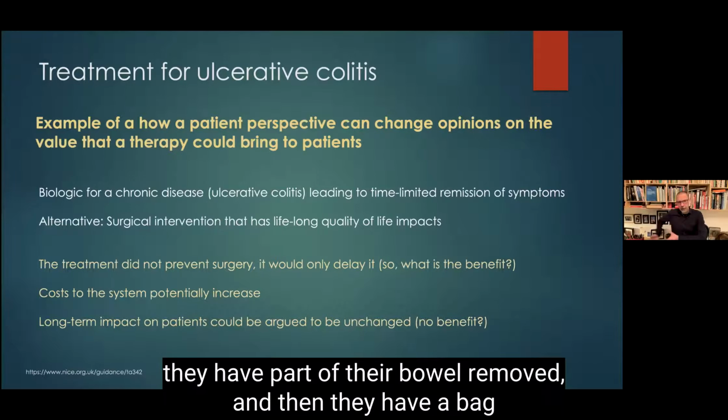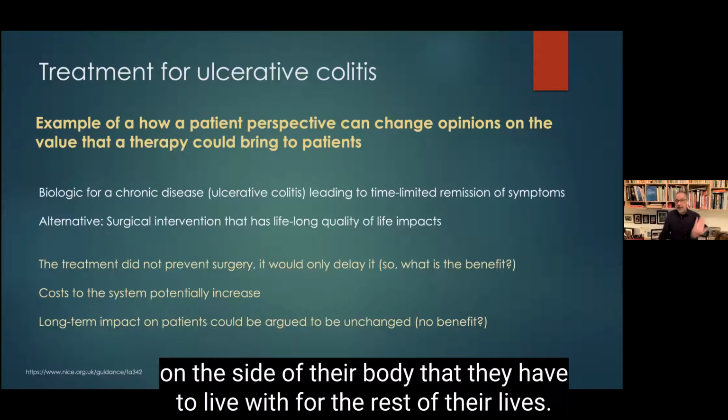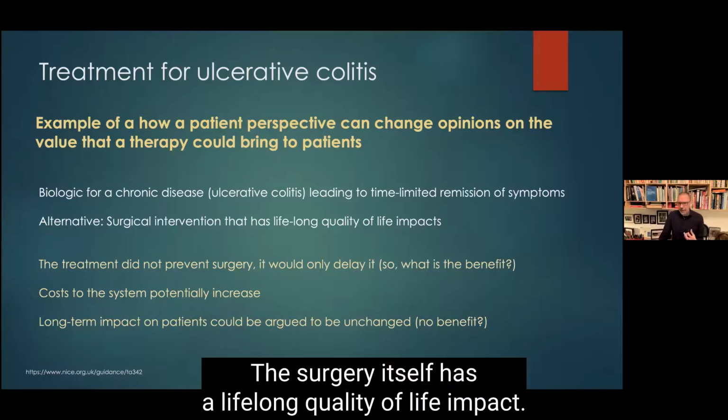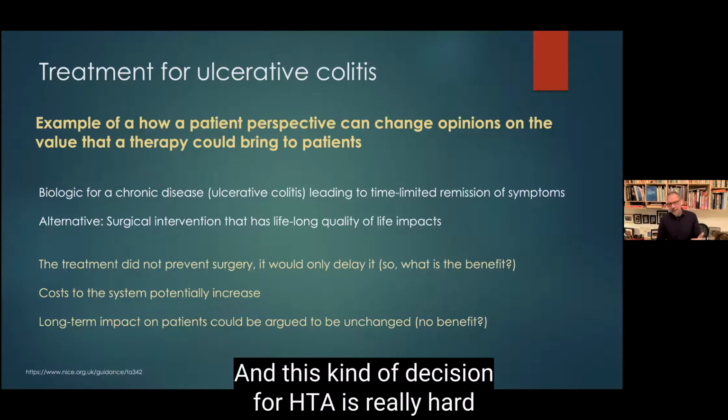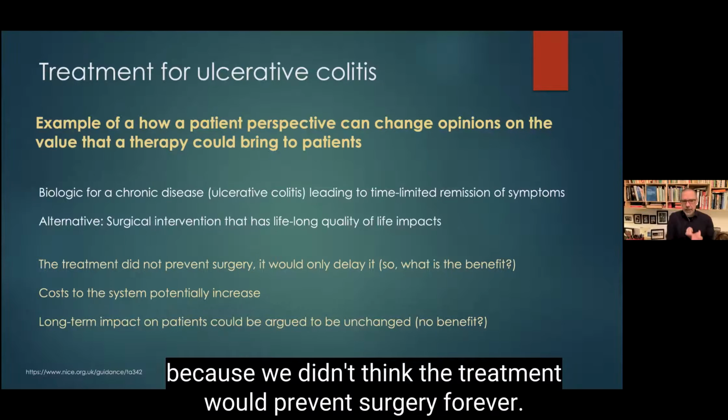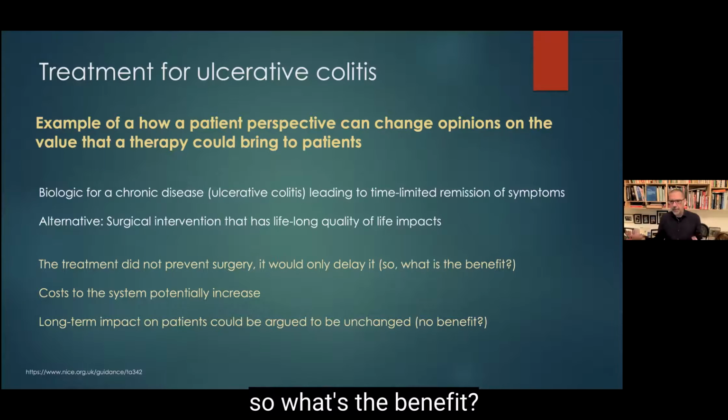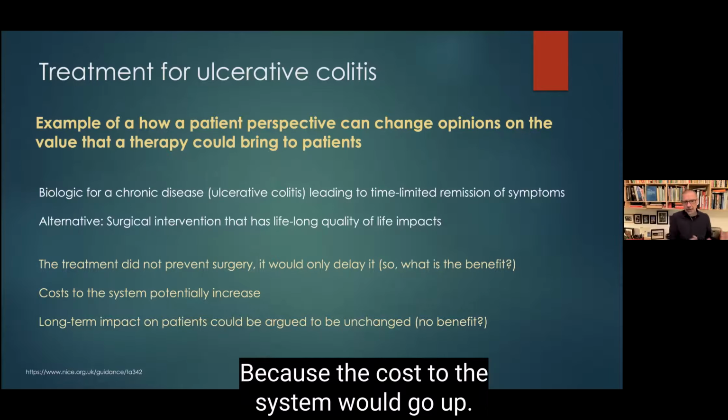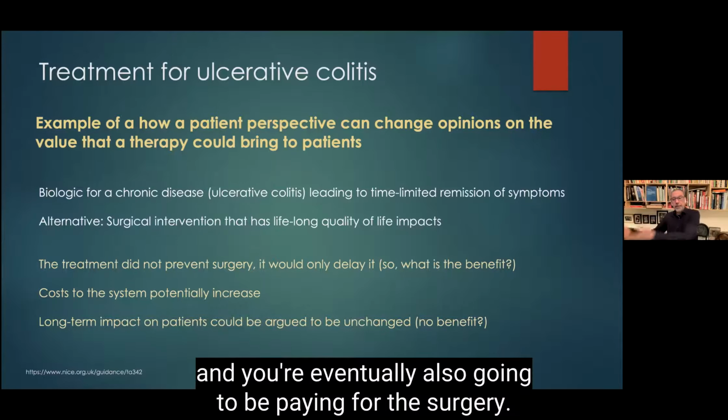They have part of their bowel removed, and then they have a bag on the side of their body that they have to live with for the rest of their lives. So the surgery itself has a lifelong quality of life impact. And this kind of decision for HTA is really hard because we didn't think the treatment would prevent surgery forever. It would only delay it. So what's the benefit? Because the cost to the system would go up. You're paying for the medicine, and you're eventually also going to be paying for the surgery.